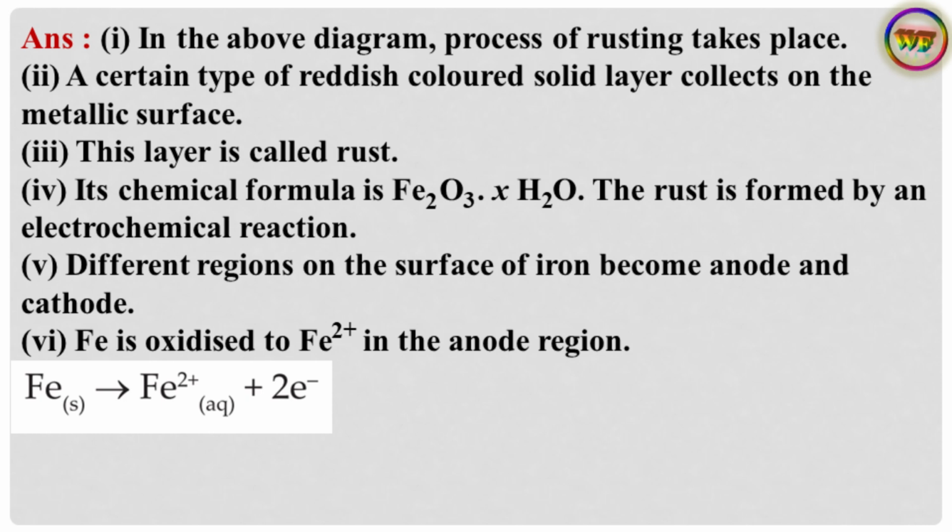Point 5. Different regions on the surface of iron become anode and cathode. Point 6. Iron is oxidized to Fe2+ in the anode region. Points 7, 8, and 9 are on the next slide.